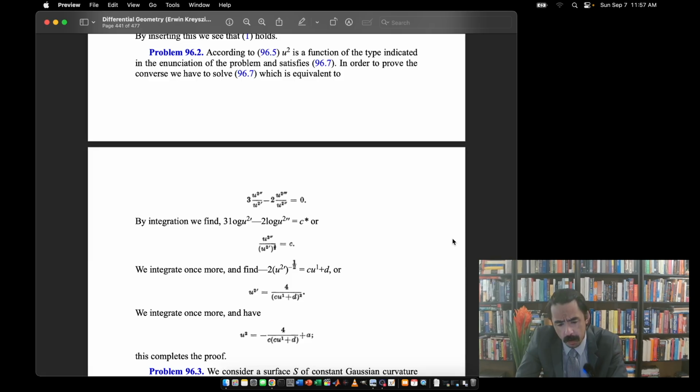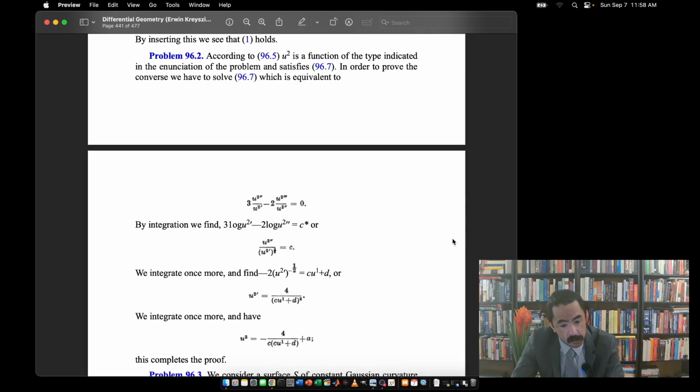lowercase c. We integrate once more and find that negative 2 times u2 prime to the power of negative 1 half is equal to lowercase c times u1 plus d, or u2 prime is equal to a fraction with a numerator of 4 over a denominator of the quantity lowercase c times u1 plus d closed quantity squared. We integrate once more and have that u2 is equal to negative 4 over the quantity c times the quantity c times u1 plus d closed quantity, then plus a, and this completes the proof.